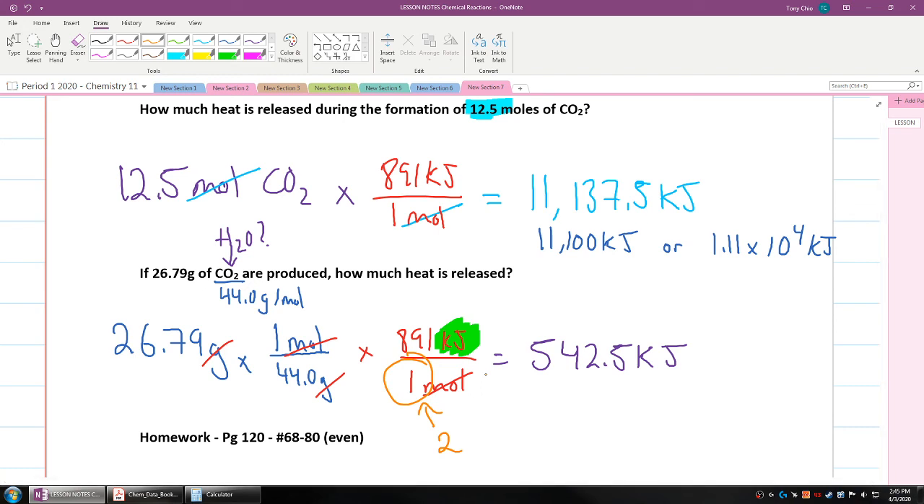Now your homework is page 120, and it states here that it's number 68 to 80 evens. So I want you to try out this homework in your Hebden and see if you can use these to help you calculate.